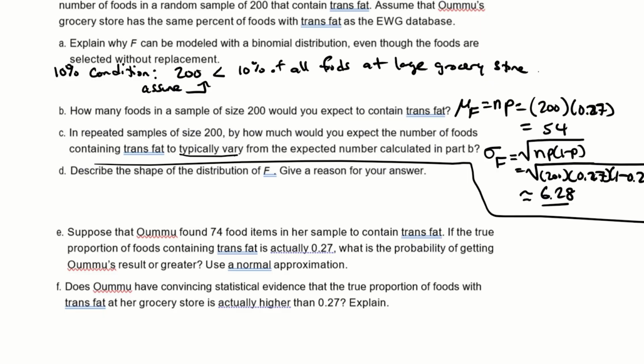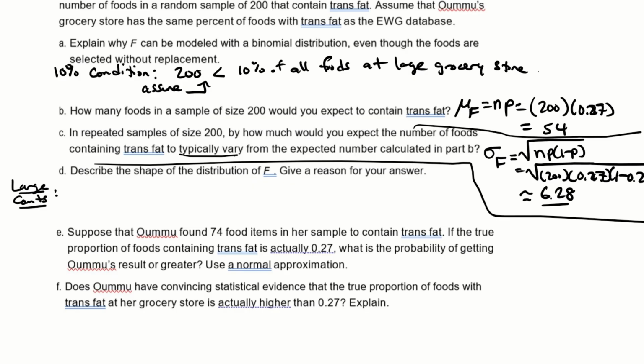This is for that. So D, describe the shape of the distribution of F. Give a reason for your answer. Now we know that it can be modeled by a binomial. Can it be modeled by a normal distribution? Well, let's look at the large counts condition.